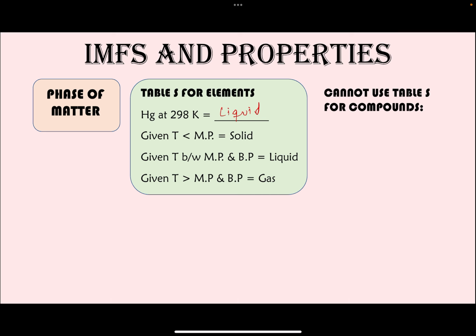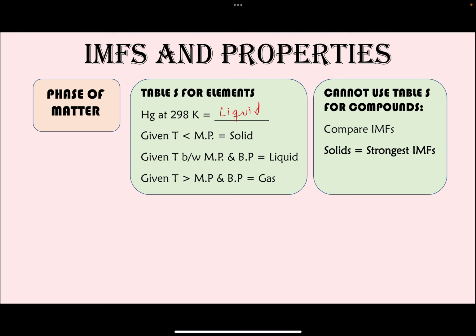Now the problem with this situation is that we cannot use Table S for compounds, because Table S only gives us the melting and boiling point of elements, not the compounds. So in case of compounds, we can go ahead and compare the intermolecular forces. Remember that if something has very, very strong intermolecular forces, that means it's in the solid phase. And if something has weak intermolecular forces, then it's a gas. So for example, if you're comparing two substances, one of them has hydrogen bonding, the other one has London dispersion forces. The one that has hydrogen bonding is more likely to be in the solid phase, and the one that has London dispersion forces is more likely to be in the gas phase or the liquid phase.